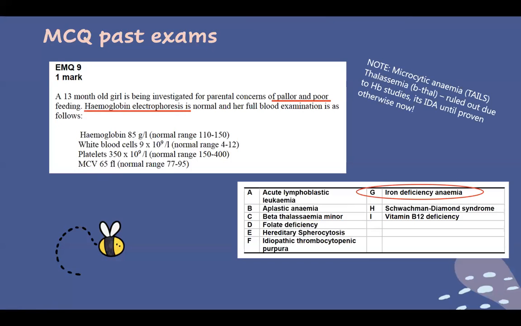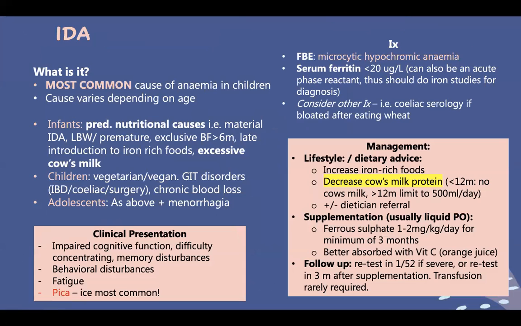So it's iron deficiency anemia until proven otherwise. It's the most common cause of anemia in children. Normally in infants, the biggest risk factor in those less than 12 months old is excessive cow's milk, because the iron in that is quite low and it's not the same iron that you get from food, so it's not as readily absorbed. In children, the questions might say IBD, celiac, or even surgery that can lead to IDA. Adolescents, all the above plus menorrhagia.